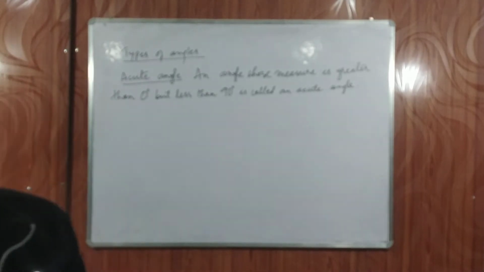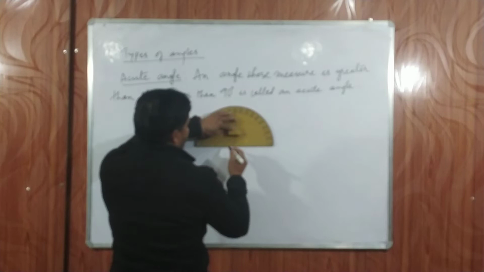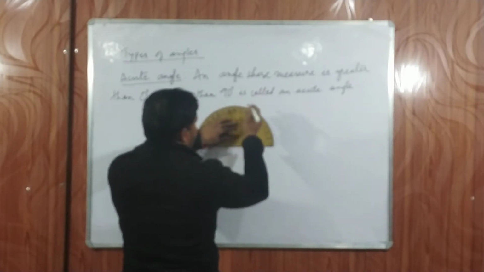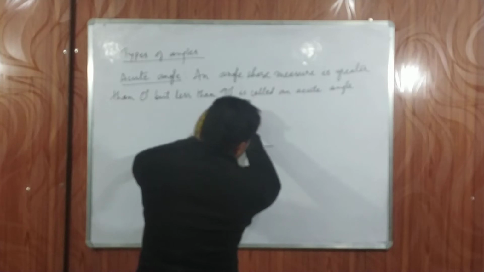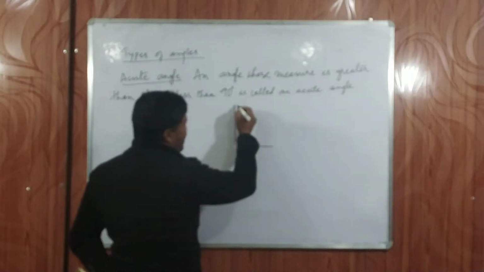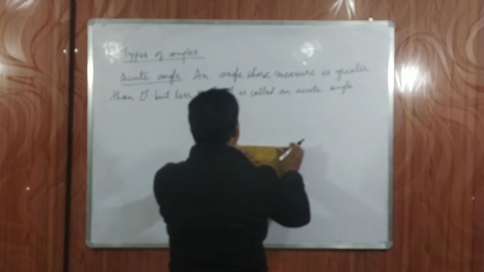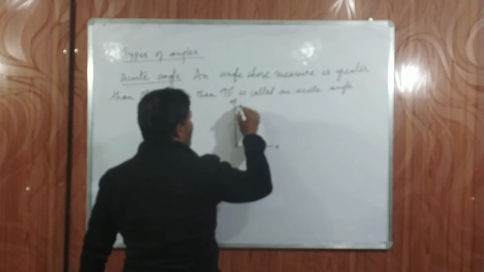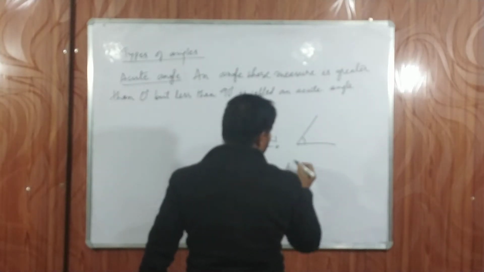For example, you can see, if you draw a straight line or the baseline, you see this is 90 degree. If we remove the protractor and join this dot with the baseline, it forms an angle of 90 degree. So an acute angle is less than 90 degree, or it will be somewhere here, but it will be greater than 0 degree. This is 0 degree, this is 90 degree. So an acute angle will be somewhere in between this. So it can be this one, acute angle.